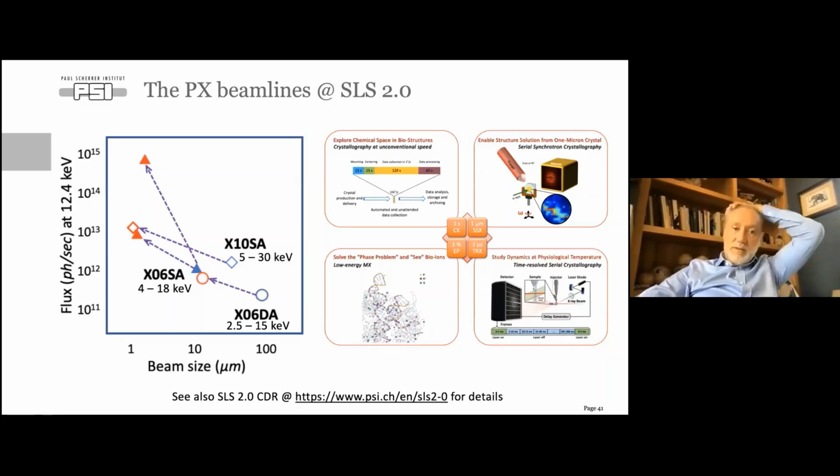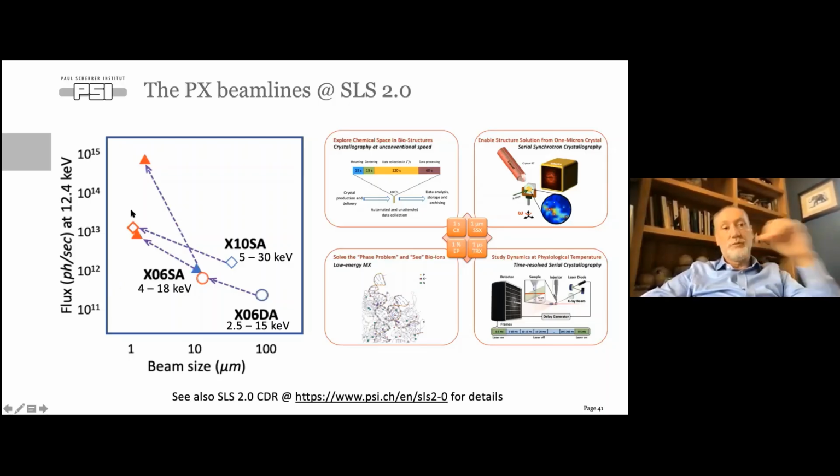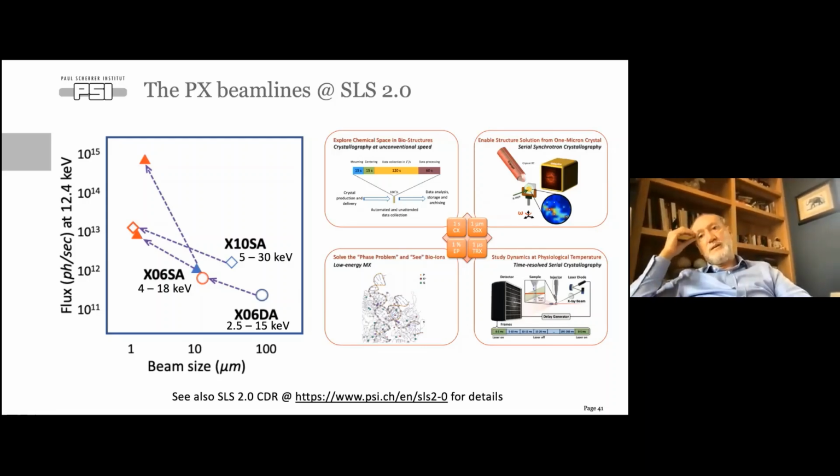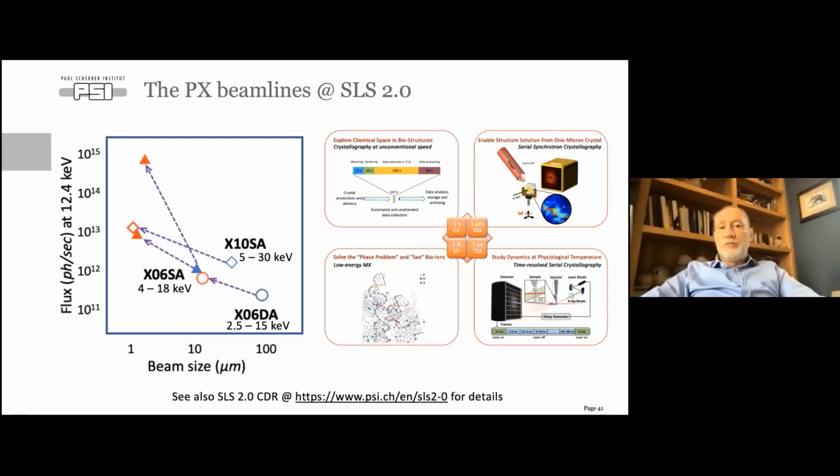And then we have a superbend beamline. This is X06DA. And we see how the improvements are in reduction in beam size and increase in flux on the sample at 12.4 kiloelectron volts. And the way that the protein crystallography team have been selling themselves is under the moniker of 1 to the 4th. I know 1 to the 4th is still 1, but the idea here is that they will be able to do standard experiments, a full data set, within 1 second.